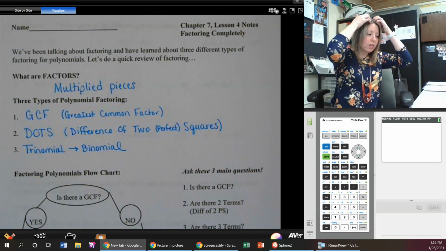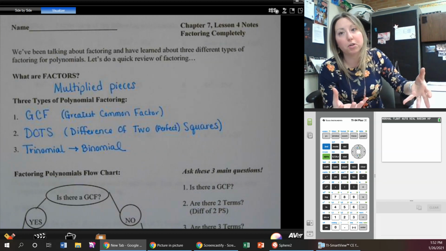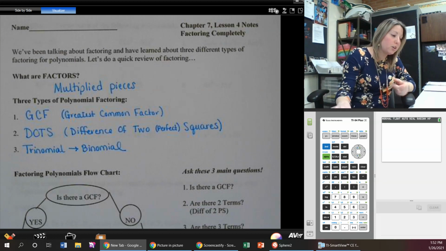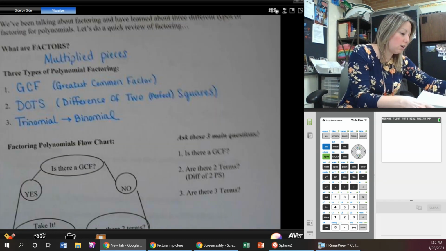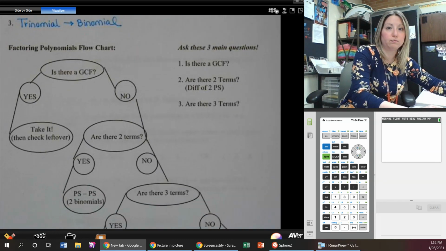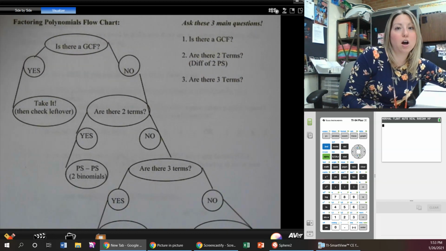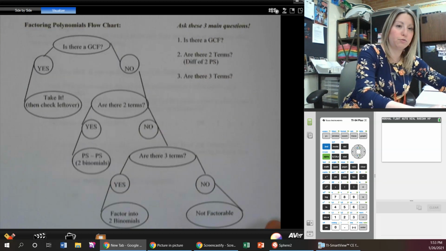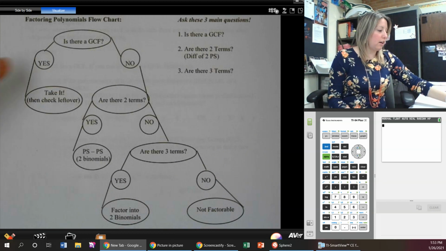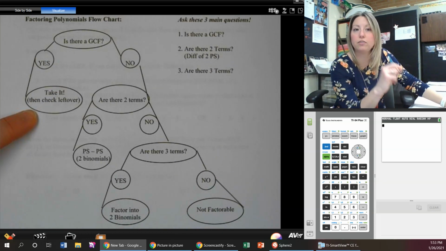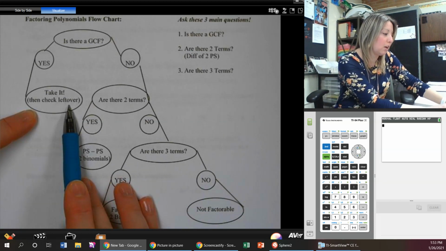Okay, so it's a nice little flow chart we can ask ourselves when we look at a polynomial. The first thing we ask ourselves is, is there a GCF? Always look for a GCF before any other type of factoring. I just enjoy this little flow chart. If the answer is yes, take it and then check the leftover. And that's actually the discussion we're going to have today, this then check the leftover.